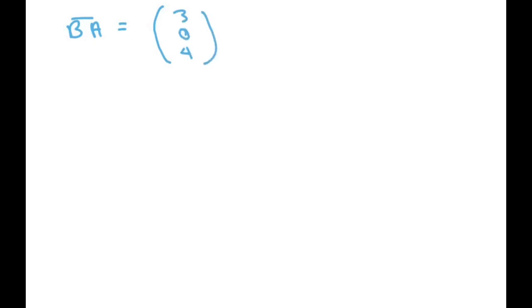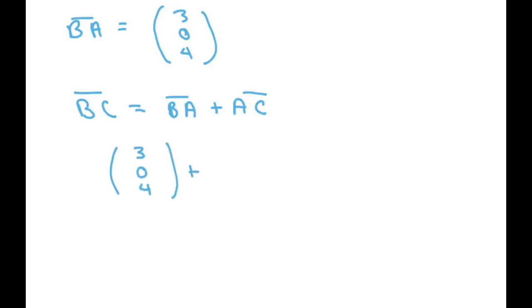The second part is to find BC, and we're going to use the principles of vector geometry just to add the vectors. So BC just equals BA plus AC. So that's going to be (-3, 0, -4) plus (-2, 2, -6). And then that's going to equal (1, 2, -2).